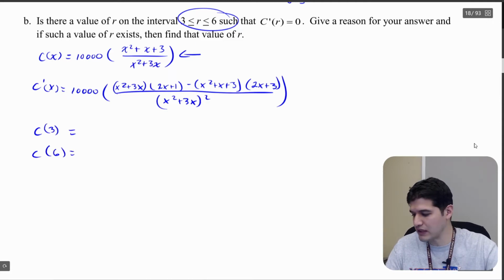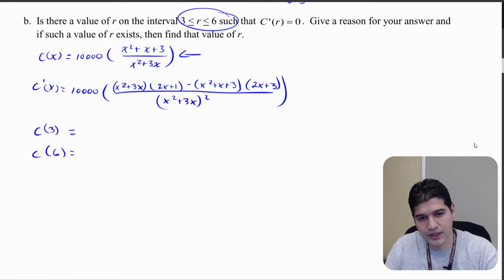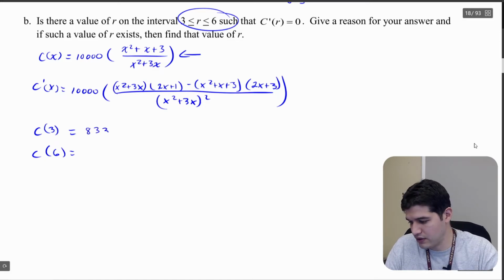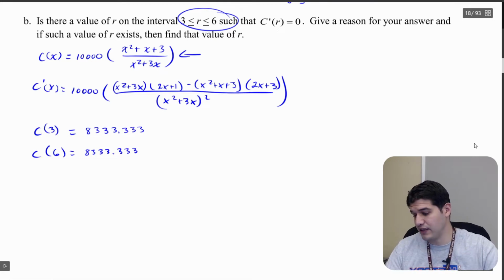So this is where you're gonna want to pull out your calculator, and let's go ahead and get those values, and I get 8,333.333 and 8,333.333. The exact same value, right?